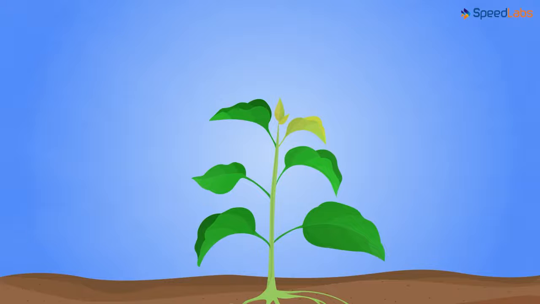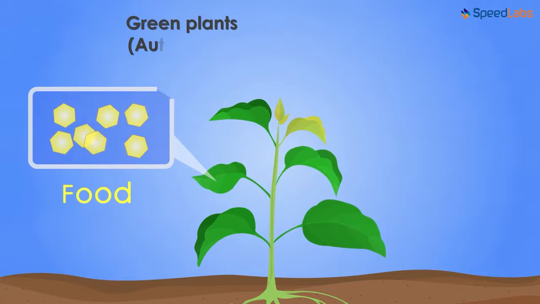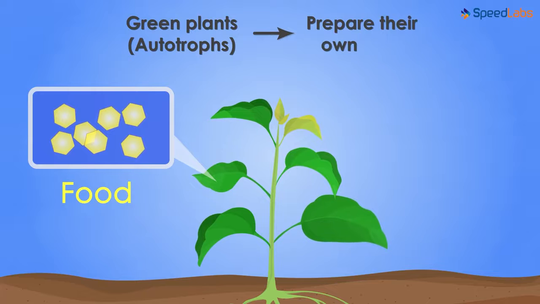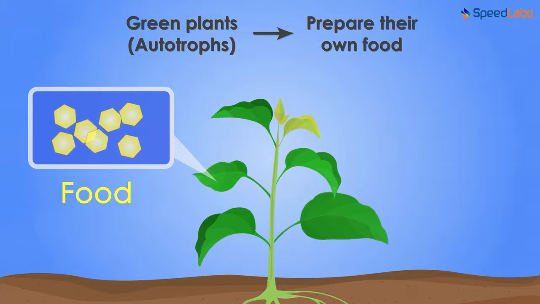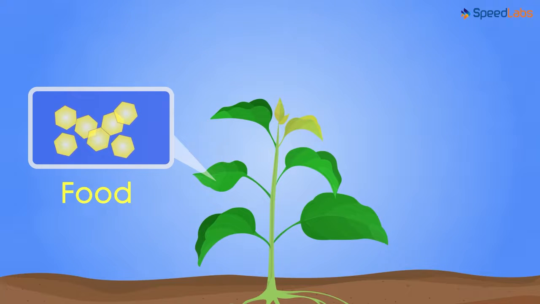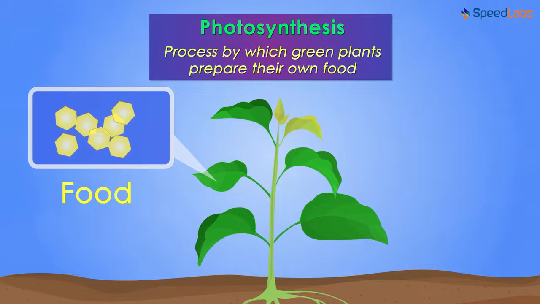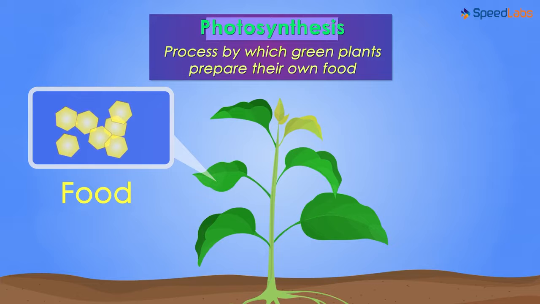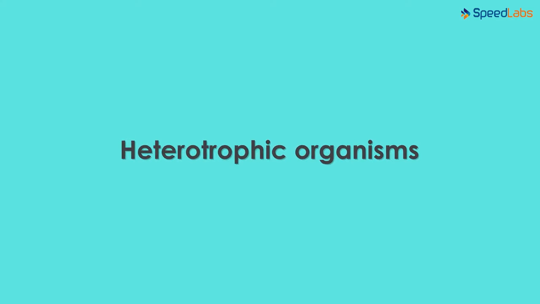In our previous video, we have learned how green plants or autotrophs perform their food-making process. By now, we definitely know what this process is called, right? Yes, the process by which green plants are able to make their own food is called photosynthesis. Now we know about autotrophs. Let us move on to heterotrophic organisms and their mode of nutrition.